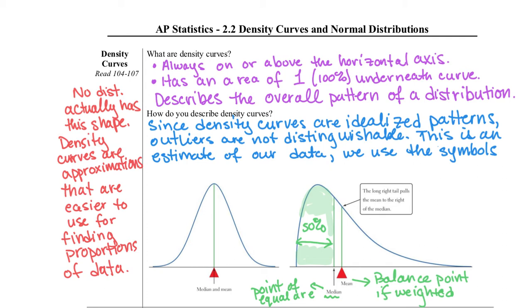All right, getting back to our description though, we're going to use some new data symbols. Because this is an estimate of our data, we're going to use two new symbols. And I want you to see me draw these. The first one is mu. It's a Greek letter, mu. I hope you watched how I drew that, from the bottom up. It is kind of a really fancy M. And that is now our new symbol for mean when we're using these density curves.